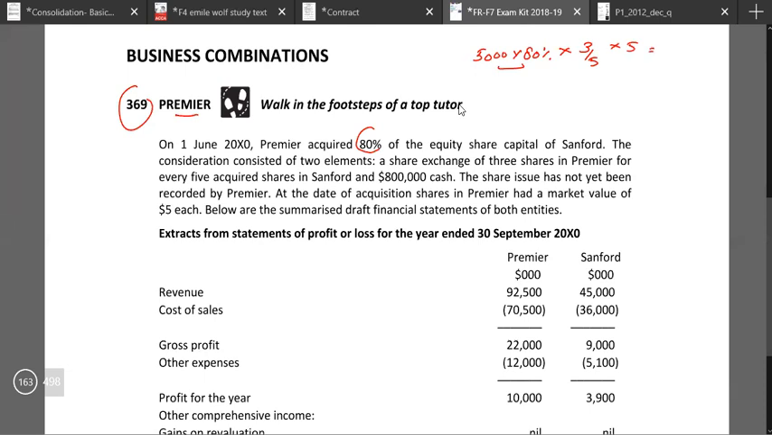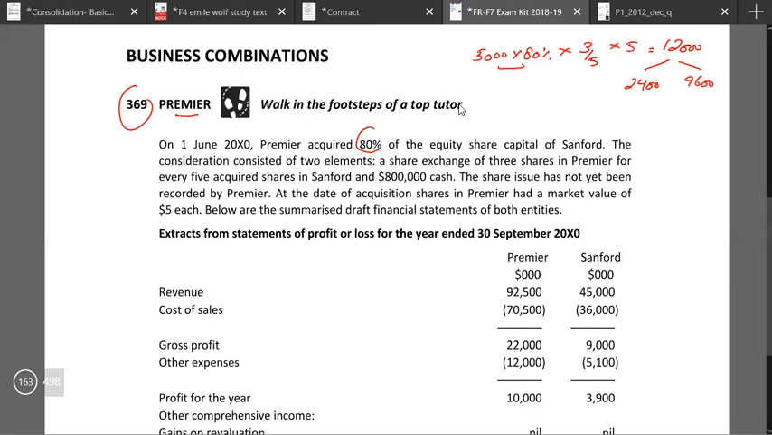Now let's just work out. 5,000 into 0.8 into 3 divide by 5 into 5. So it gives you 12,000. And if you split it between the share capital and share premium, it will be 5,000 into 0.8 into 3 divided by 5 into 1. It's 2,400 and the remainder will be 9,600.